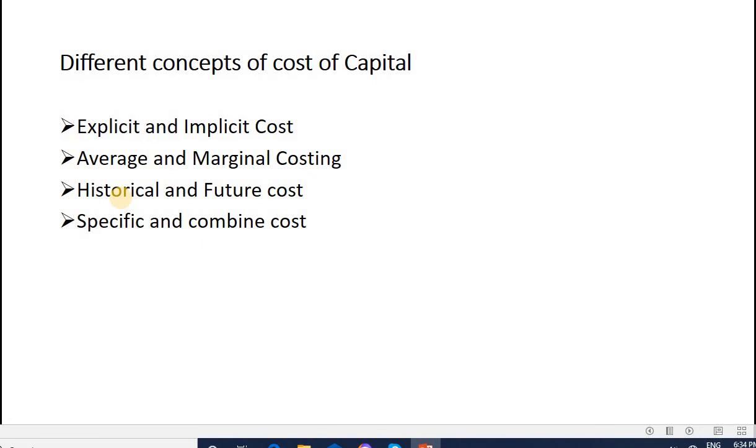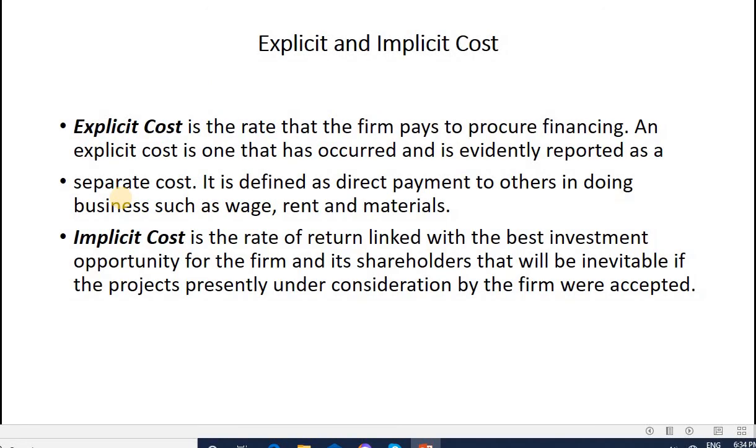In today's session, we'll see what are the different concepts, how cost of capital is classified. The different concepts of cost of capital are explicit and implicit cost, average and marginal cost, historical and future cost, specific and combined cost. Let's see its meaning. Explicit cost.